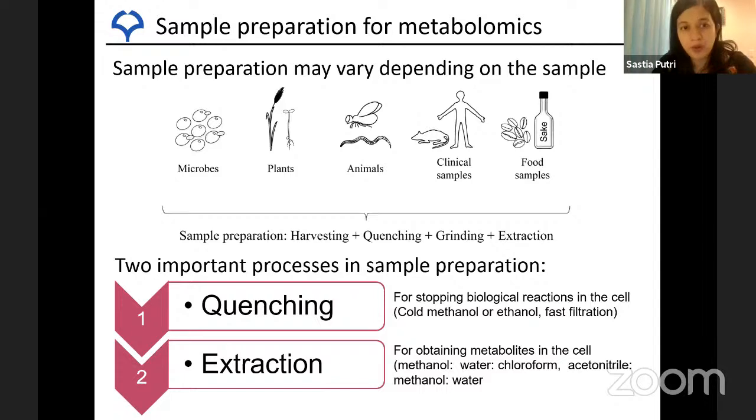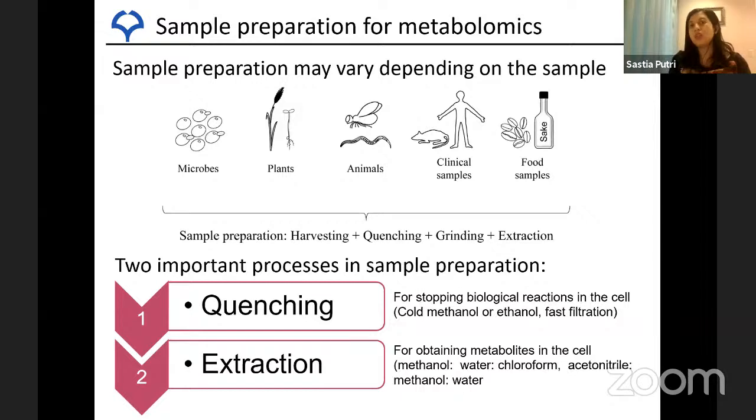So for the sample preparation, usually it's important to do the harvesting, which is the sample collection. And then a very important step in metabolomics to do after sampling is quenching. The purpose of quenching is to stop biological reactions in the cell. And it is very important to immediately stop metabolic activity, because what we would like to measure is the metabolite concentration at a particular time.